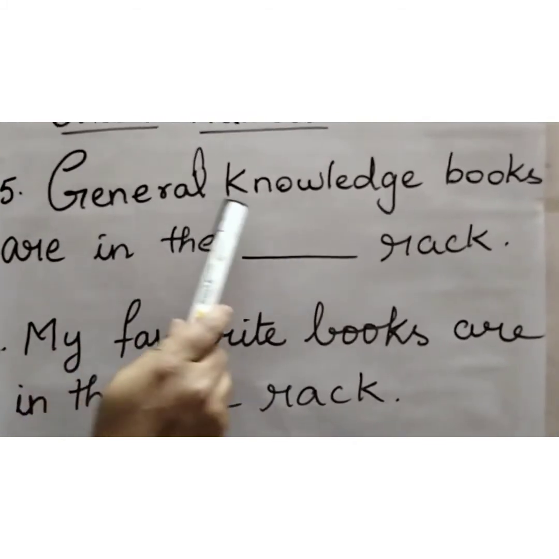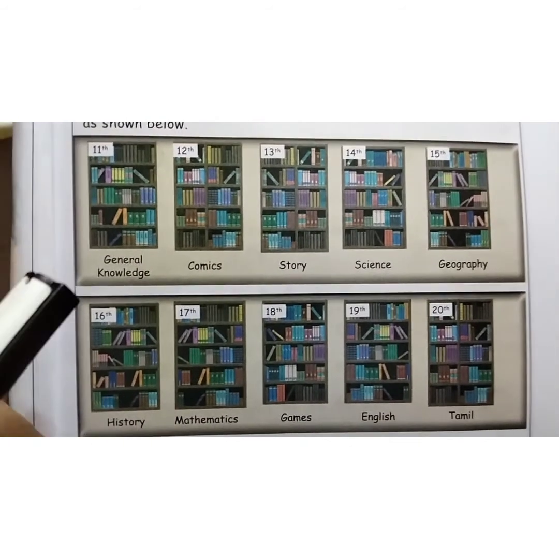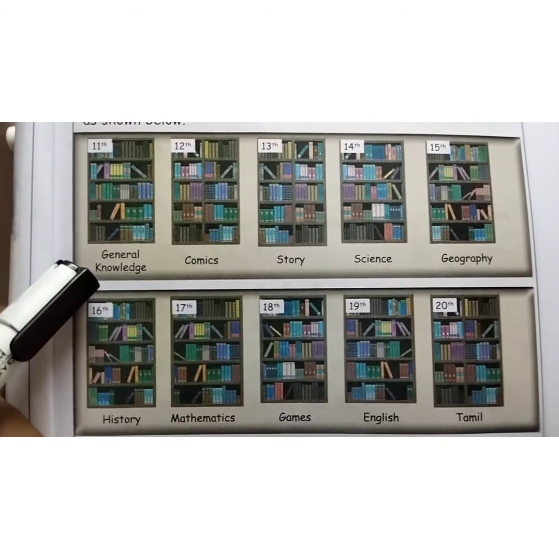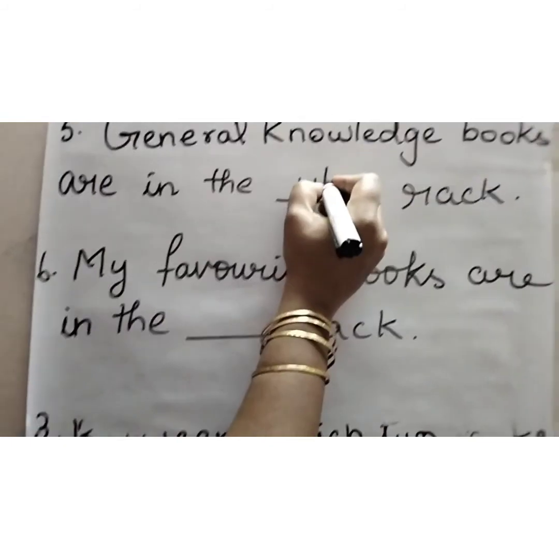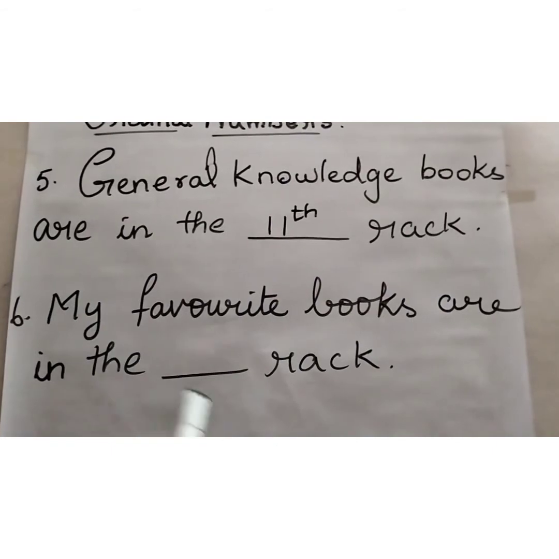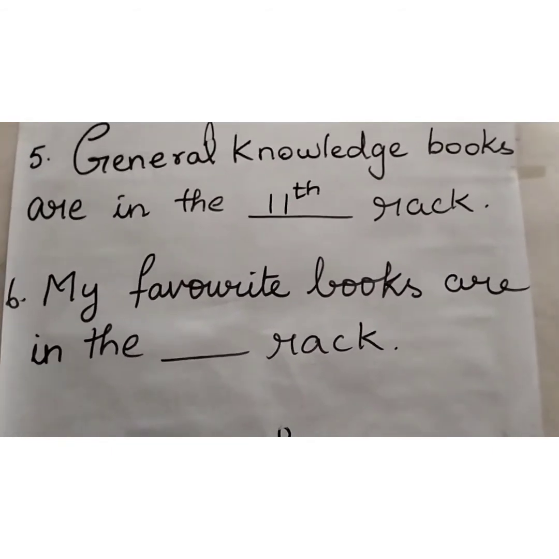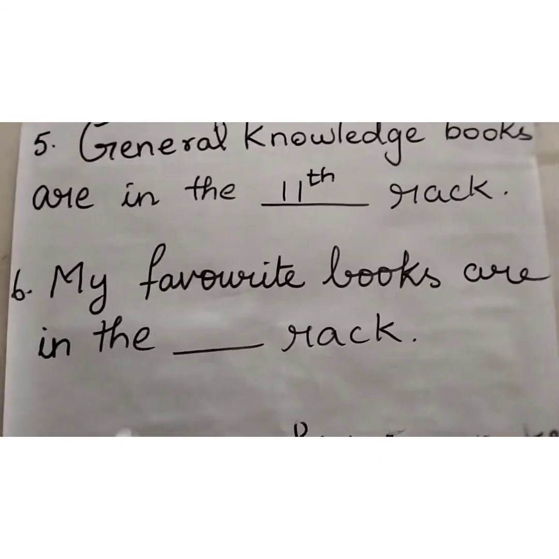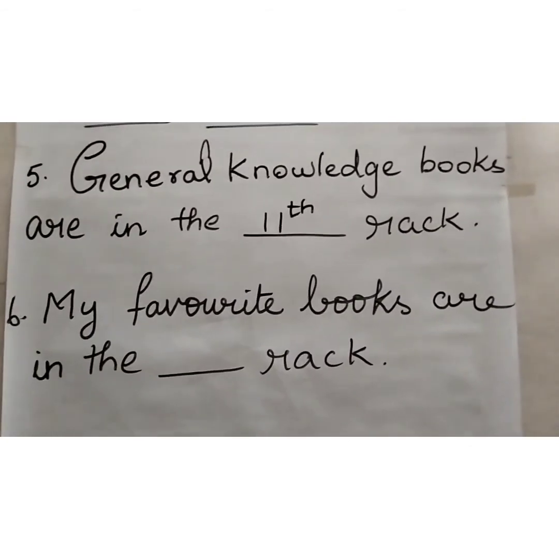Fifth one, general knowledge books are in the dash rack. Children, see here, it is in the 11th rack. General knowledge books are in the 11th rack. It is in the 11th rack. Okay, children. The next one is, my favorite books are in the dash rack. So, you have to fill this by yourself. You see what is your favorite book and in which rack it is, and you have to write the number here. Okay, my favorite books are in the dash rack. Fill by yourself, children.